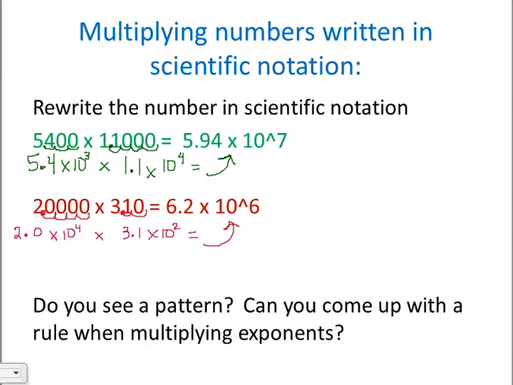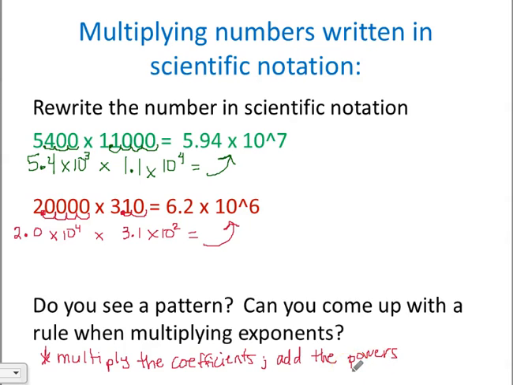So let's see if that pattern holds true. If we multiply 2 times 3.1, we get 6.2. That works. If we add our exponents, because we're multiplying the numbers, it would be 4 plus 2, which equals 6. So do you see what the rule would be when we multiply numbers in scientific notation? We are going to multiply the coefficients, and then we're going to add the exponents, or the powers.